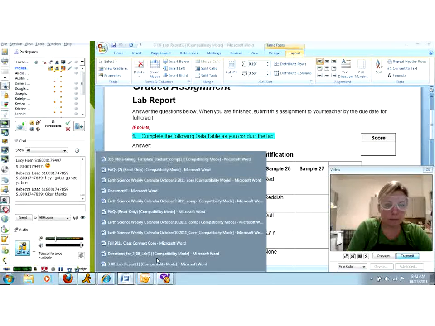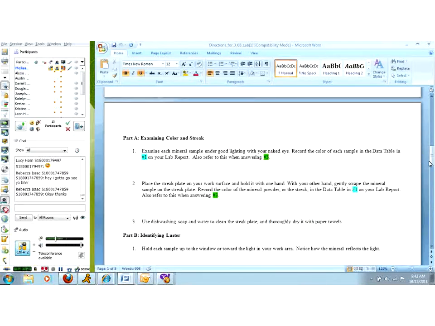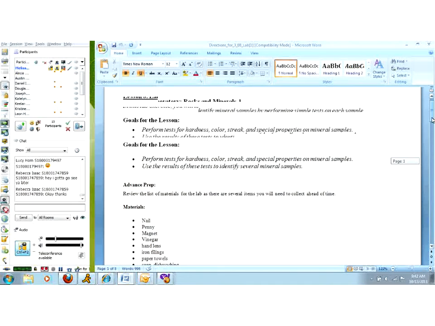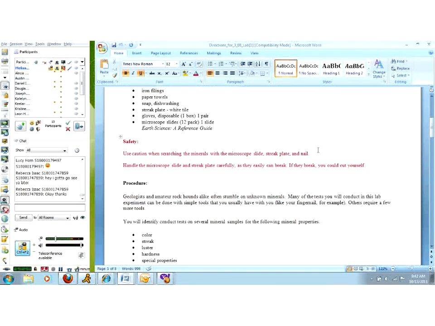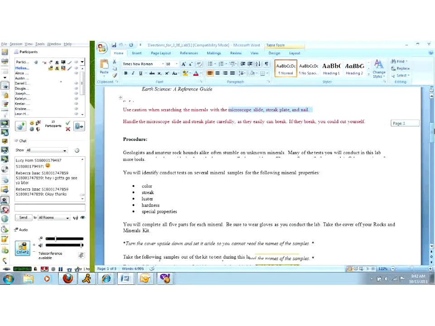All right, let me bring up the directions. Here we go. So I'm going to go to the top. We went over what our objectives are. Remember, one more time, safety, if you're doing this at home: microscope slide, glass, breakable; streak plate, tile, it can break and be sharp; nail, obviously nails are sharp. Be careful. Do not want any hospital visits.